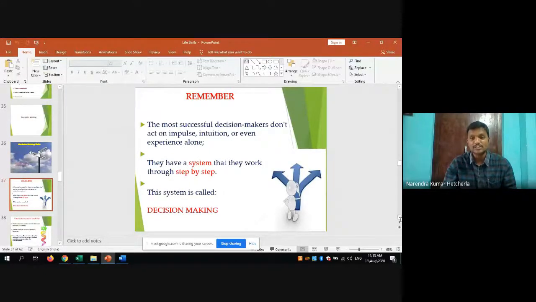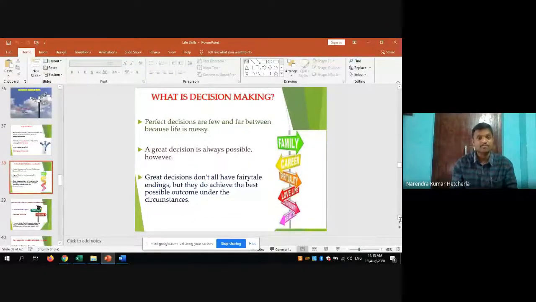It is not something that is done abruptly. It is not something that is done in a snapshot. Decisions are never made abruptly, my friends. Decisions are made in a process, my dear young men and young women. So this process or this system is called decision making. Now, what is decision making?